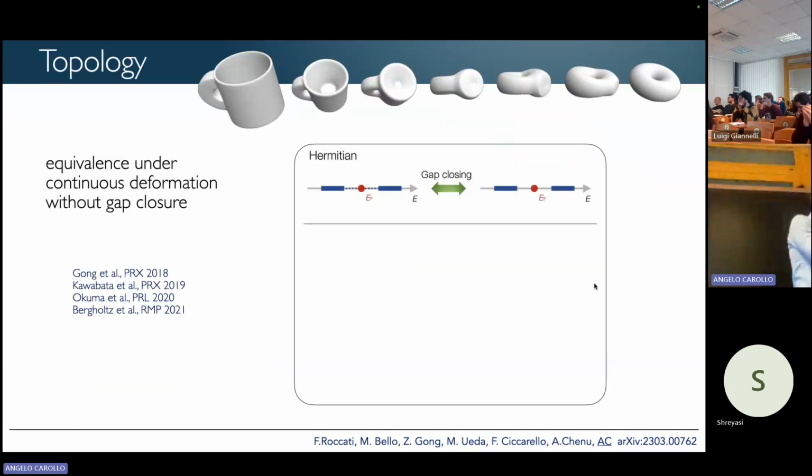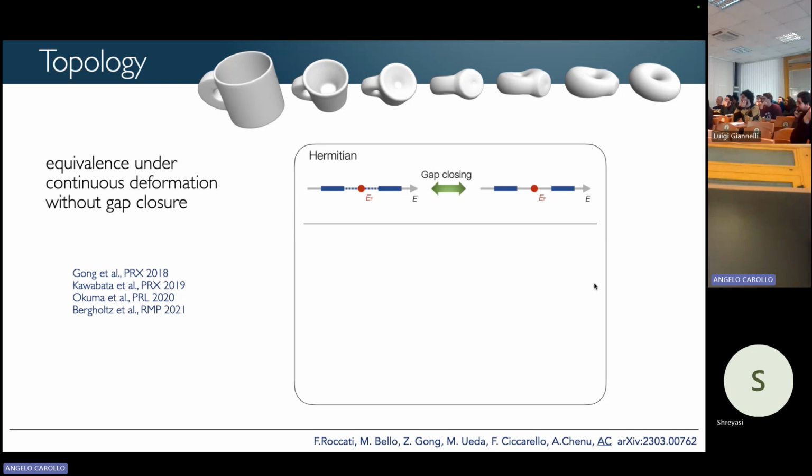But let me just be a little bit more formal. What it means to have topology. Topology, from a theoretical point of view, is a way of distinguishing families of Hamiltonians. So we say that two Hamiltonians are topologically equivalent if I can go from one Hamiltonian to the other in an adiabatic way, by changing the parameters of your system without closing a possible gap that you have in your system. So that's the standard definition, right?